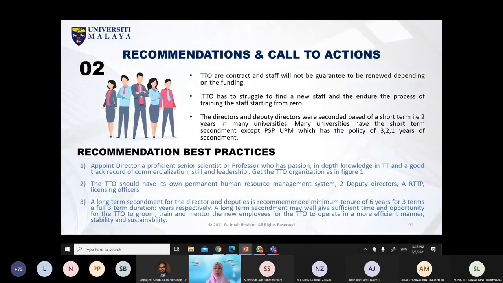So as you know, just now ATTMA already produced 500 RTTP and they are all over the country now. So we can hire them. And to appoint a long-term secondment for the director and deputies, as what UPM already implemented and showed as a success story, at least a minimum of 6 years in terms.